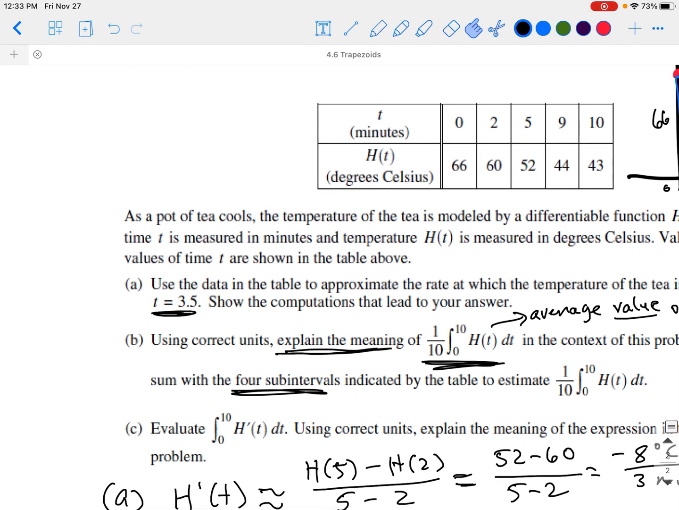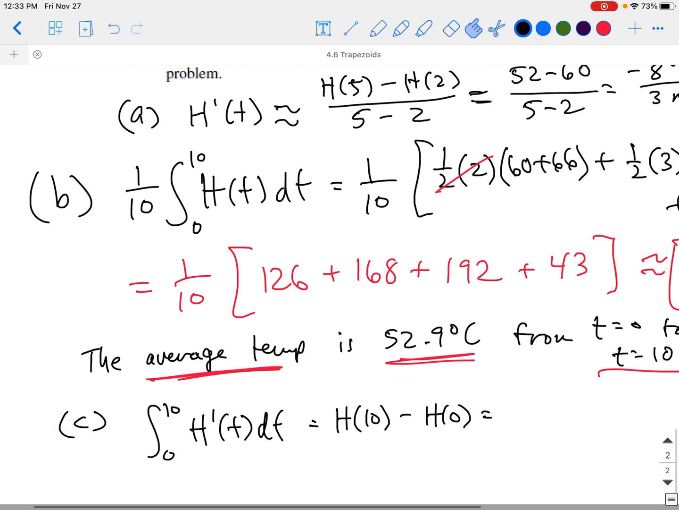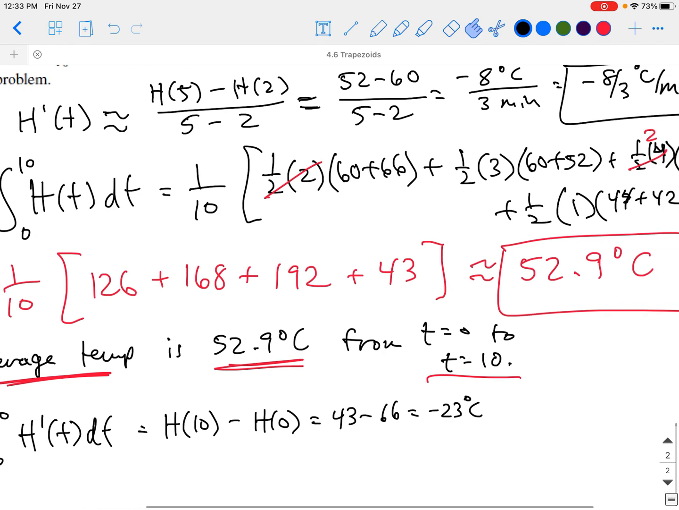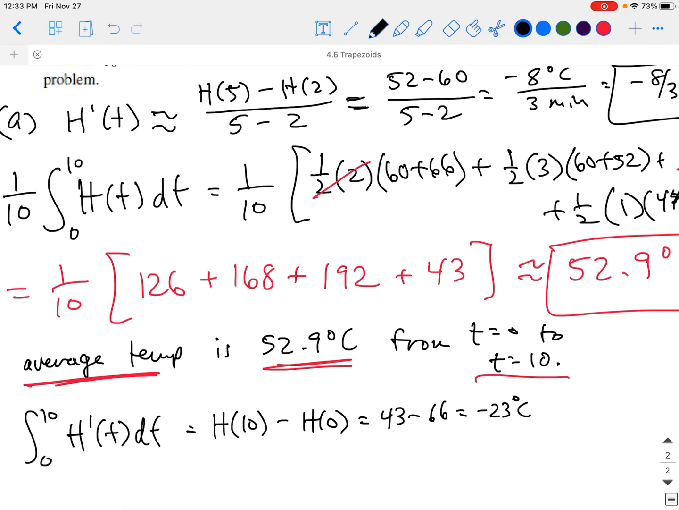our table is going to be 43 minus 66, which is equal to negative 23. Now h is degrees Celsius, so negative 23 degrees Celsius. So what this is telling us is that from the interval 0 minutes to 10 minutes, the change in the temperature in the pot of tea went down by 23 degrees Celsius.